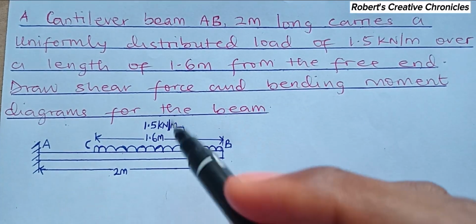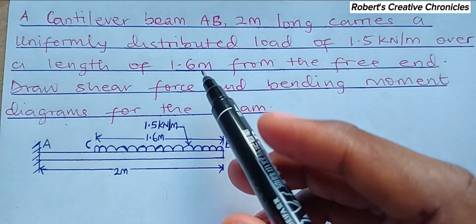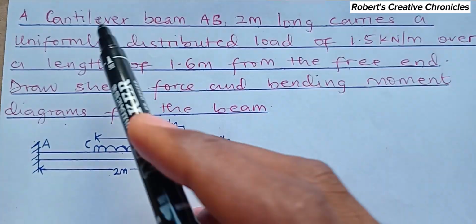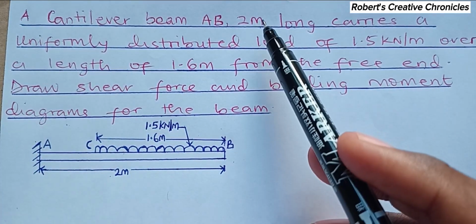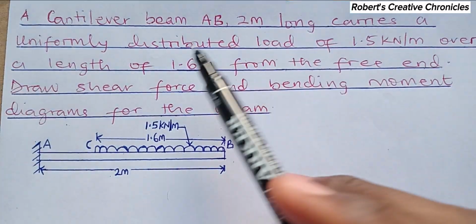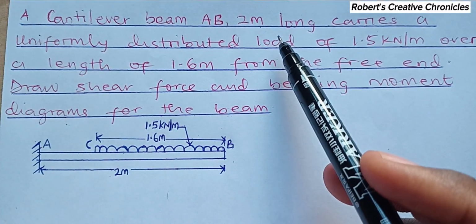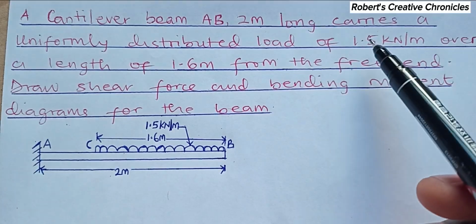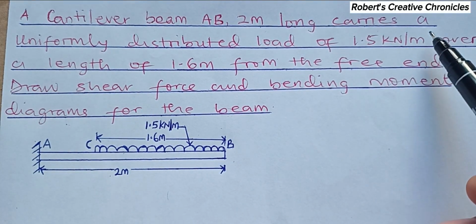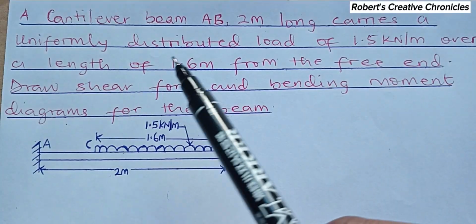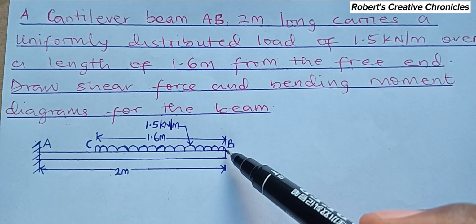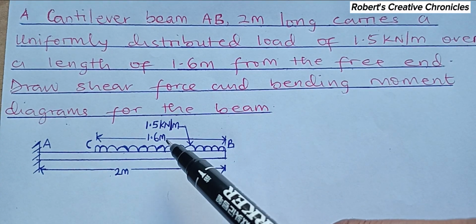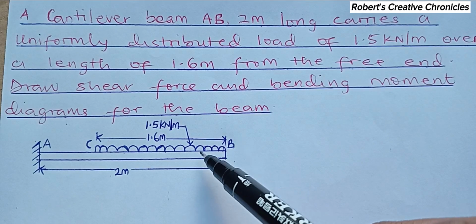Today we are going to solve this question, which states that a cantilever beam AB, this one, 2 meter long, carries a uniformly distributed load, that is a UDL, of 1.5 kilonewton per meter over a length of 1.6 meter from the free end. This is the free end. So even without being given a diagram, you should know how to draw this diagram.